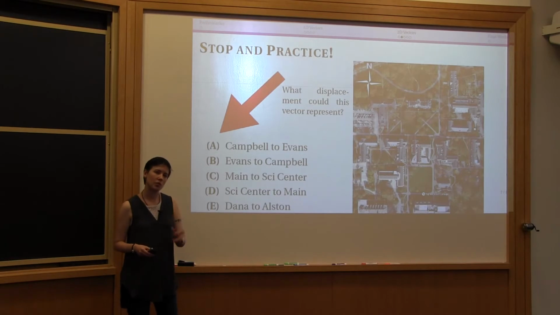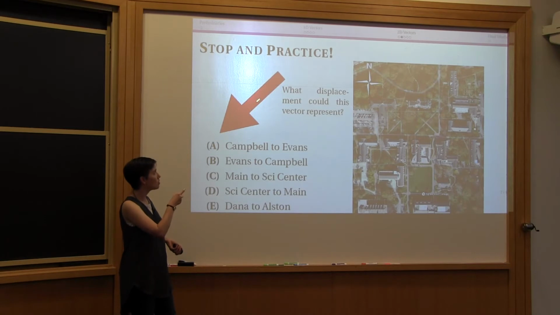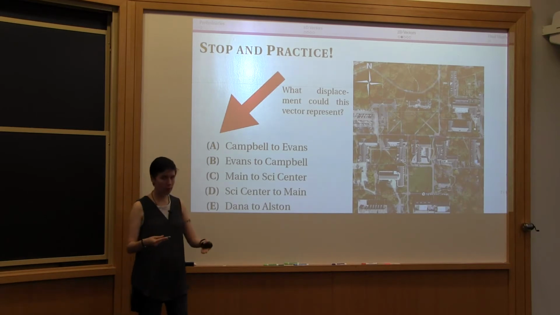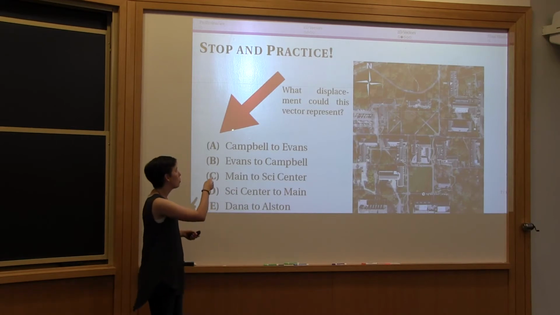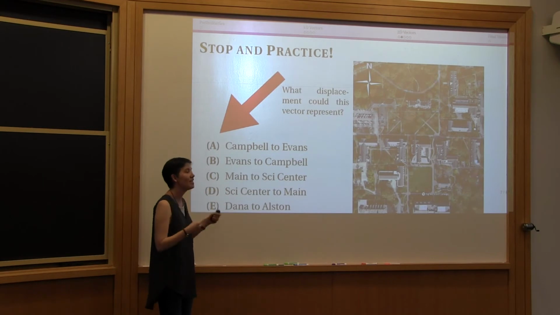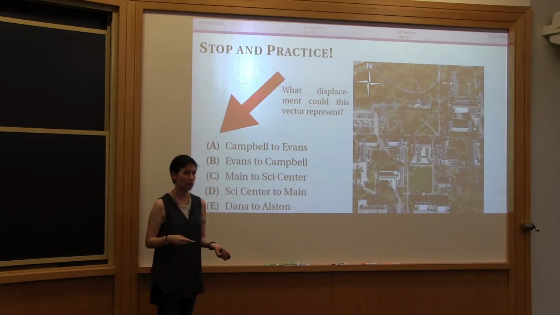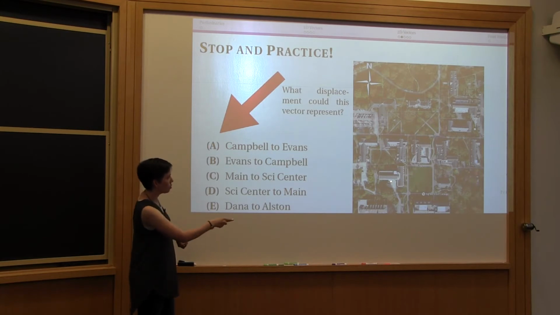I'd now like to give you a chance to stop and practice this, to see if you kind of understand how vectors work. Now, the question here is which two buildings could this actually represent this vector? Now, what's important to remember is that a vector has a size and a direction. So you have to use this length vector, and you have to keep it pointed in the direction it's already pointed.